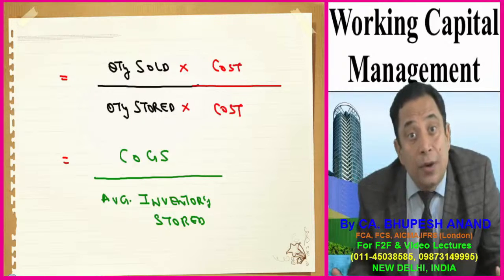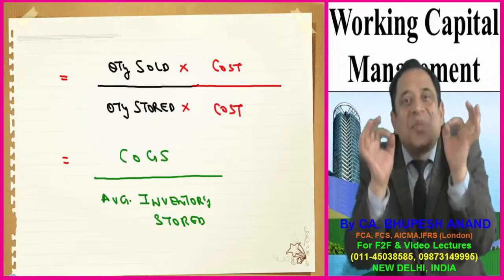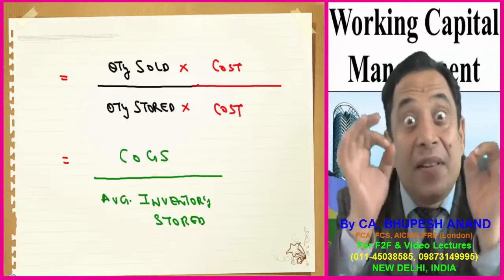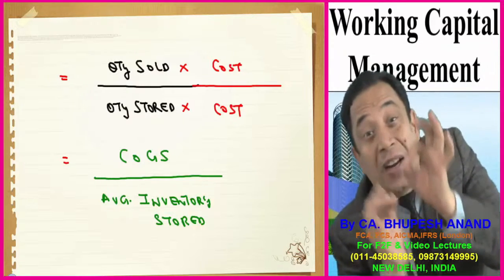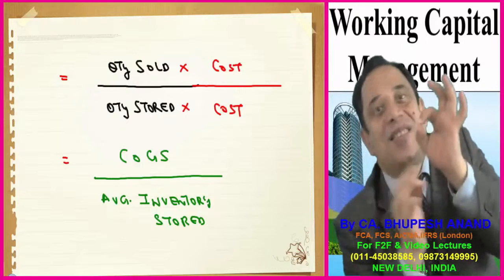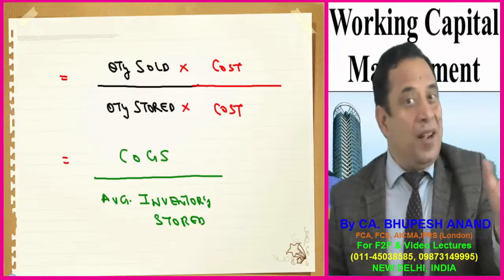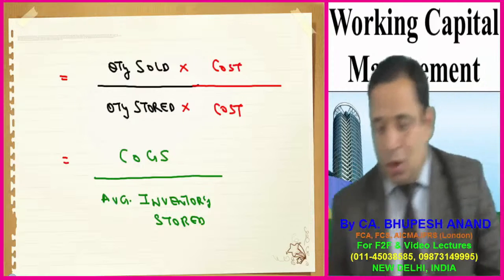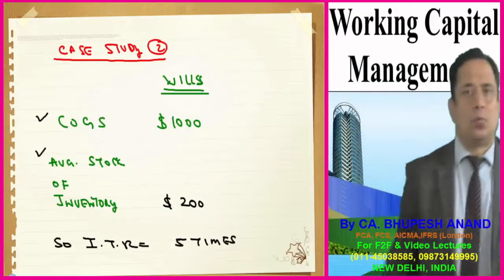Because as per the mathematics, numerator and denominator will remain same. So quantity sold into cost upon average quantity stored into cost, numerator will become cost of goods sold. So I am deriving the formula for you. And denominator, it will be average value of inventory stored. So the formula becomes cost of goods sold upon average inventory. So this is the formula for calculating inventory turnover ratio.